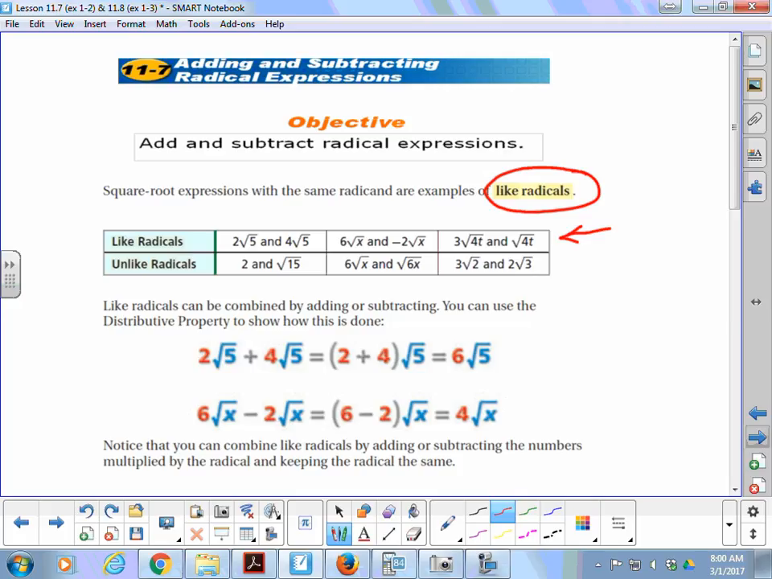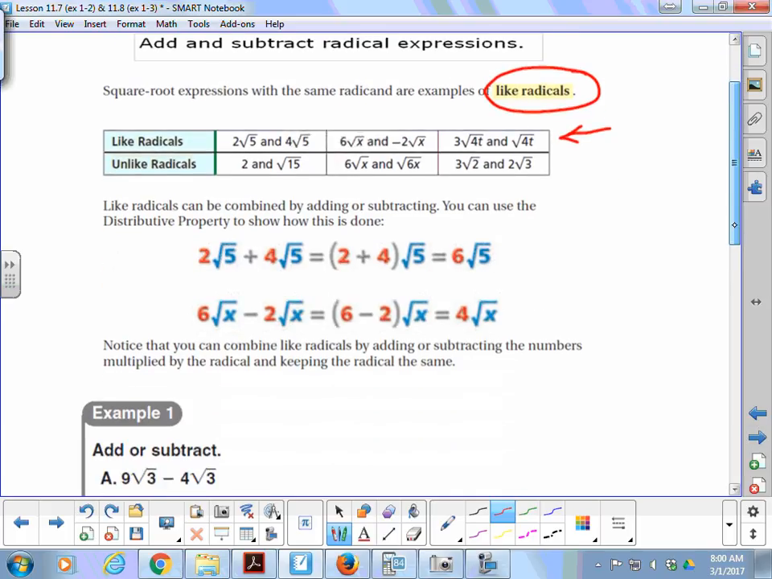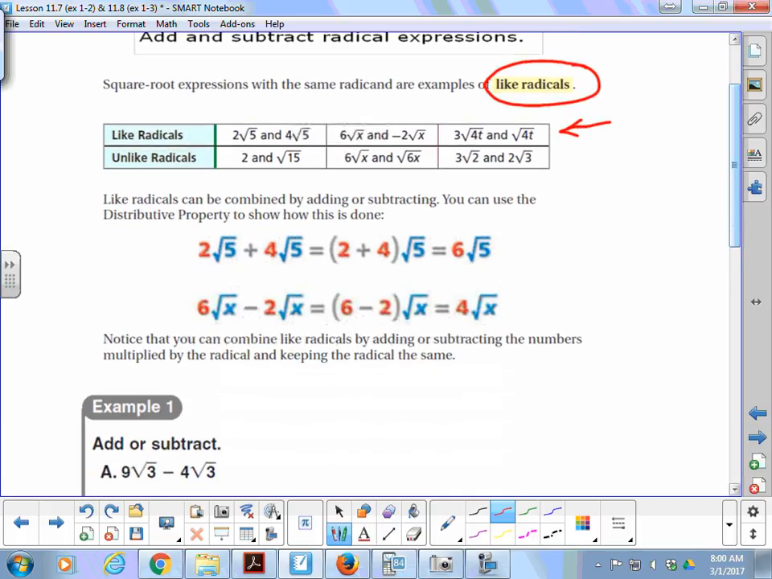And then just like when you're adding like terms, we keep the like term the same, and then we add the coefficients. The same thing happens with radicals. So like here, 2 square roots of 5 plus 4 square roots of 5 is 6 square roots of 5. 6 square roots of x minus 2 square roots of x is 4 square roots of x. So we take the coefficients and either add them or subtract them depending on which one they're asking us to do, as long as the radicals are the same.